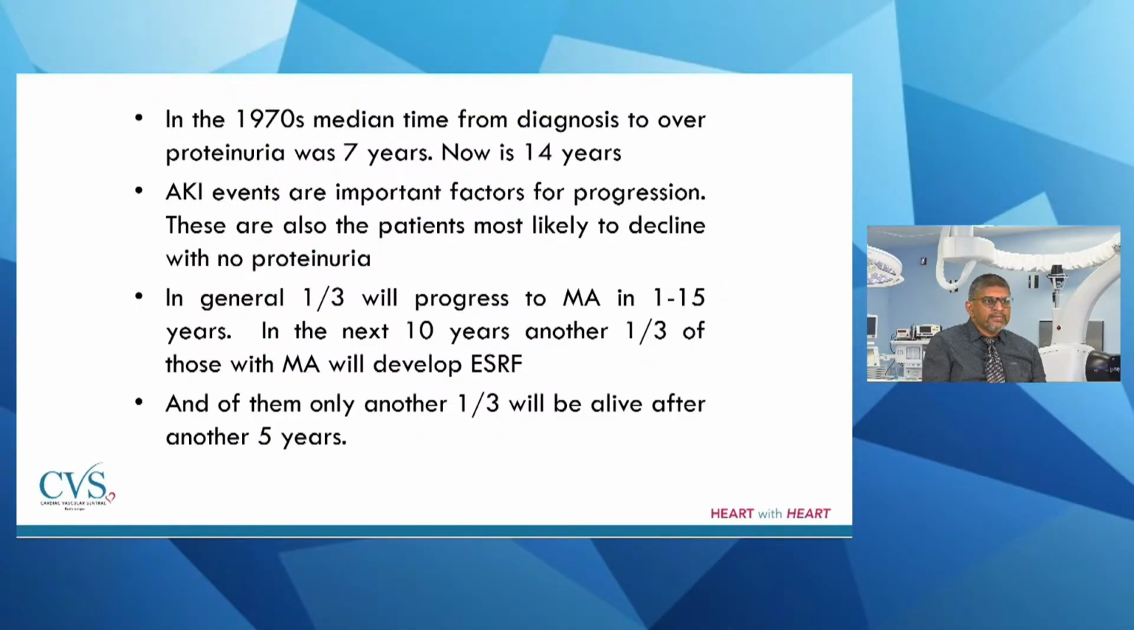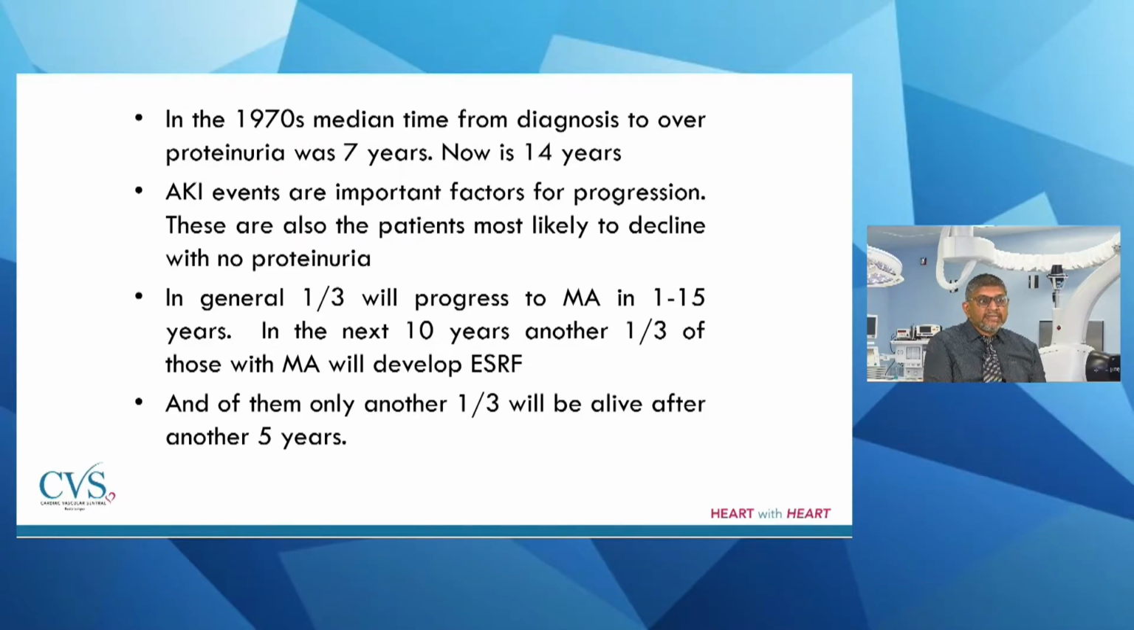So in the 1970s, these are basically numbers from Europe. I don't think we are as good in Malaysia yet. In the 1970s, the time from diagnosis of type 2 diabetes to the onset of proteinuria was about 7 years. Now they have managed to push it up to 14 years. I do not think that's true in Malaysia yet, unfortunately.